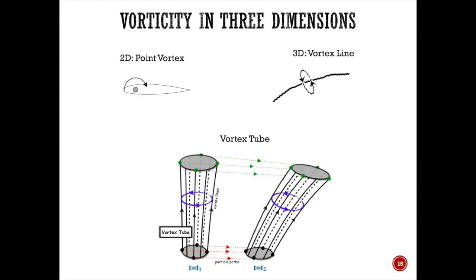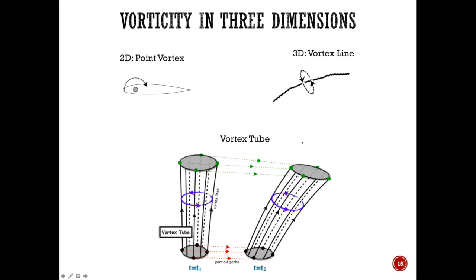Before we move on to that, let's look at the different types of vortex that exist in 2D space. In 2D, you have a point vortex. For example, the bound vortex that we talked about in the last slide is an example of a 2D vortex. But if you look at 3D space, if you stretch out that point, you will get a vortex line, right? That's shown in this area right here. And it's also possible to have a vortex tube.